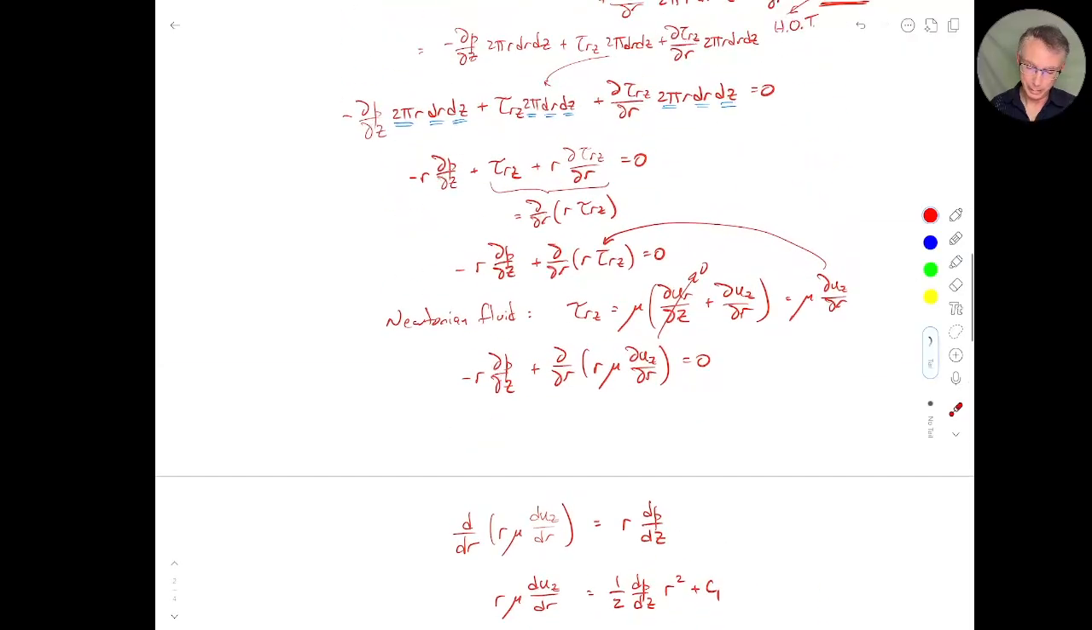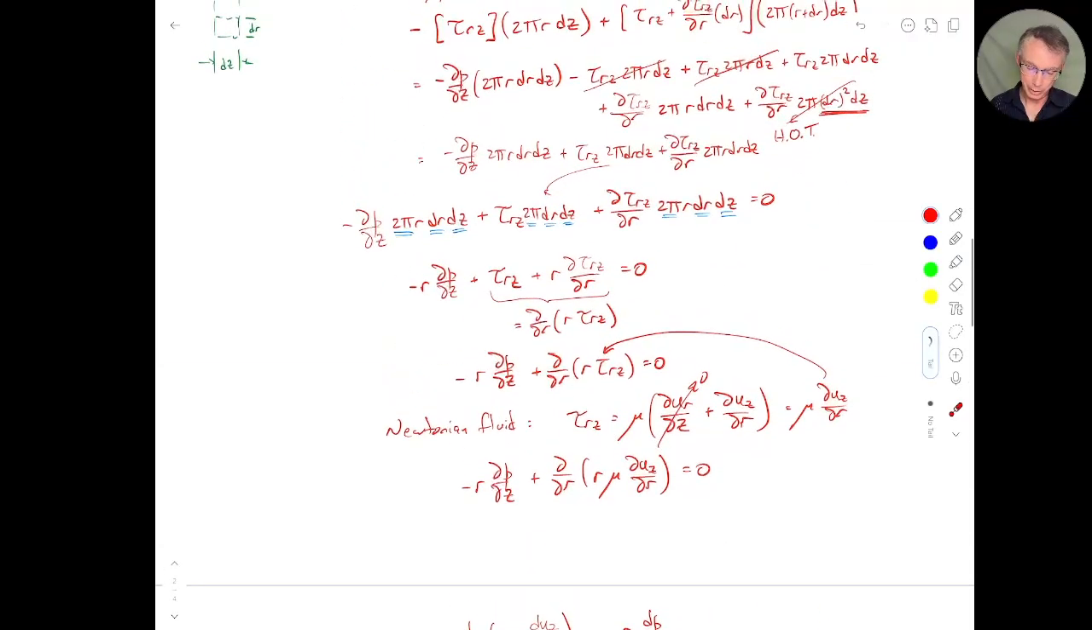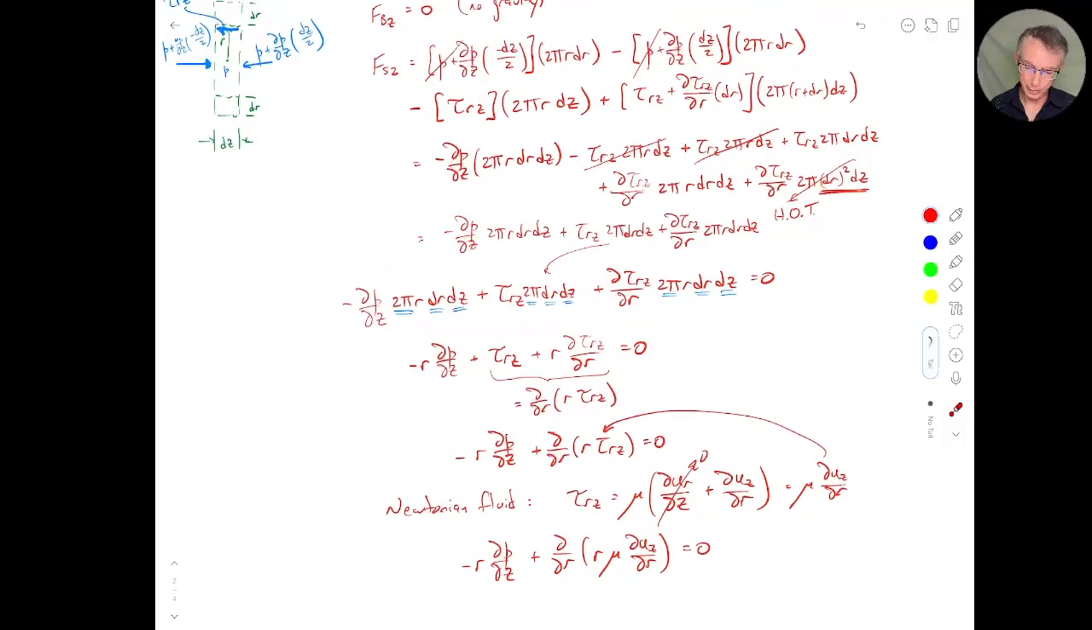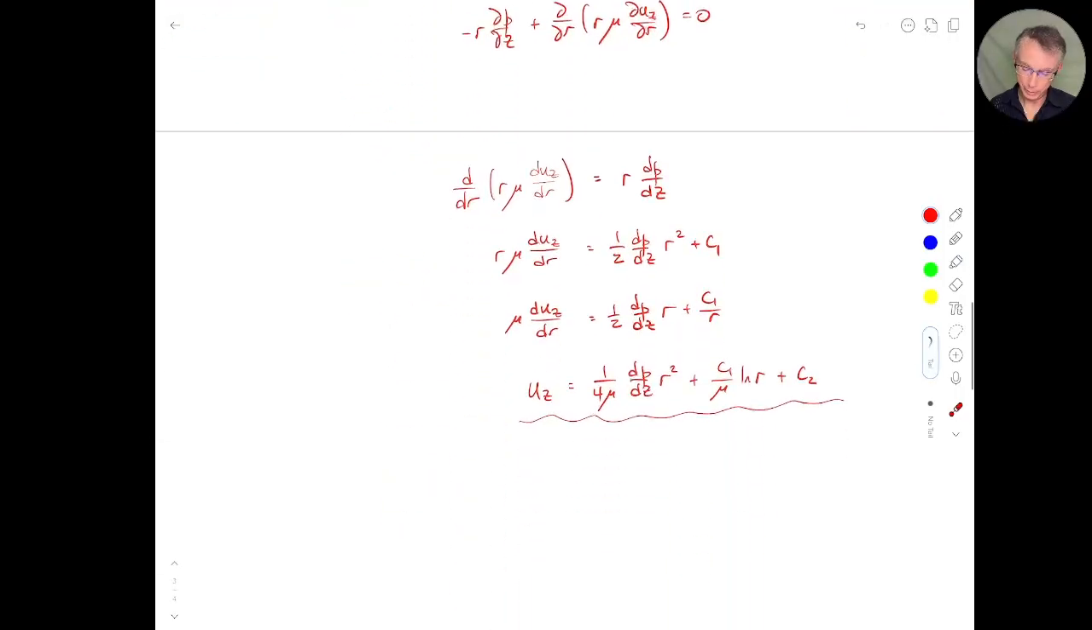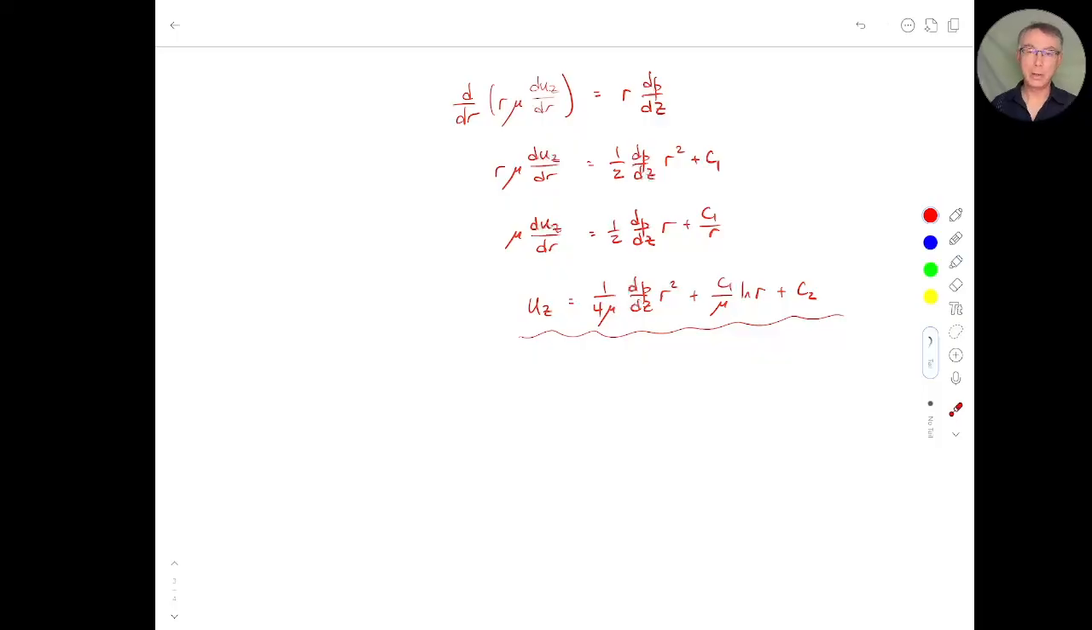Okay, let me just go back and double check that I've done everything correctly here. Just reviewing my algebra. Okay, I think I should be in good shape. So now we're at a point where we need to apply some boundary conditions. So one obvious boundary condition is that we have no radial velocity. I like to write these in words, so let me start with that. So no slip at pipe wall.